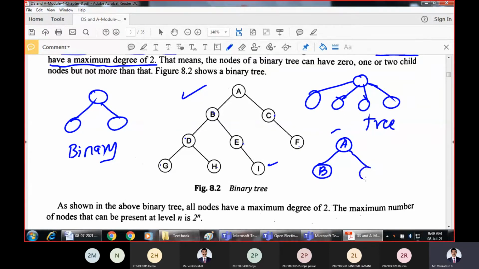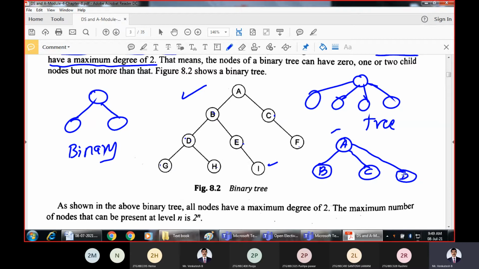Now I can still extend it like this and call it a binary tree. Why? Because every node in the tree has a maximum of 2 children. A has 2 children. What are the 2 children? B and C. Similarly, how many children does B have? 0. How many children does C have? 0. So it is an example of a binary tree. Now if I extend the branch like this, say I have created one more branch for the root node A.